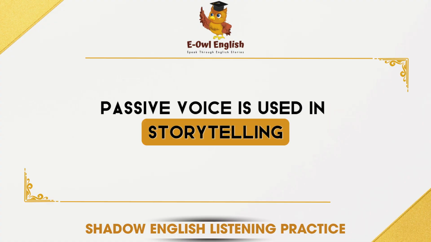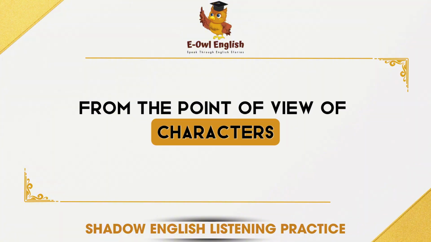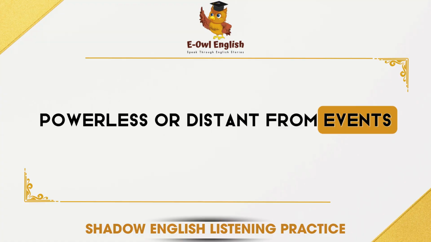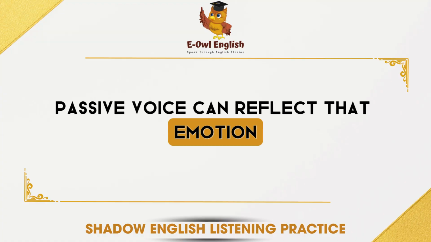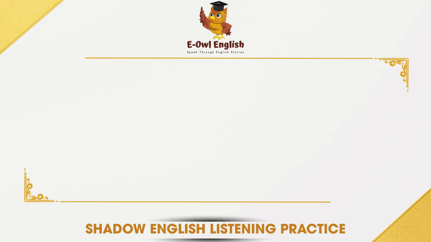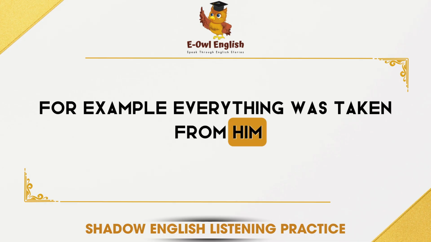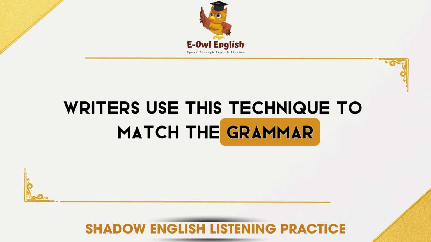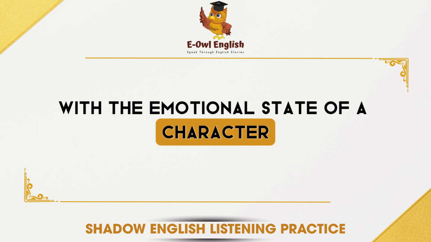Let's think about how passive voice is used in storytelling from the point of view of characters. If a character is feeling powerless or distant from events, passive voice can reflect that emotion. For example, everything was taken from him shows helplessness. Writers use this technique to match the grammar with the emotional state of a character.